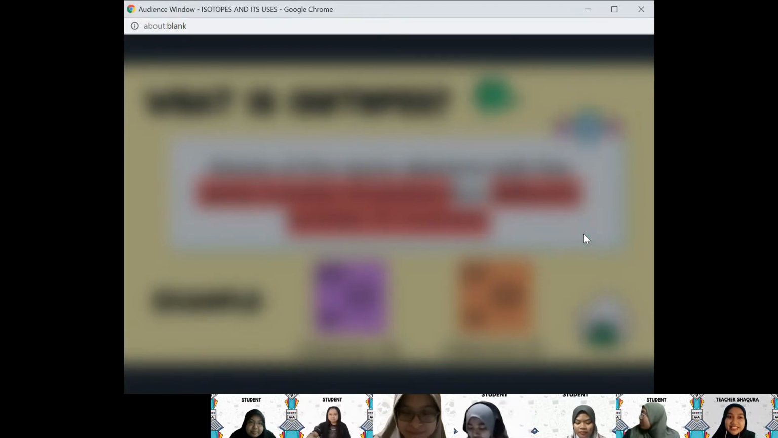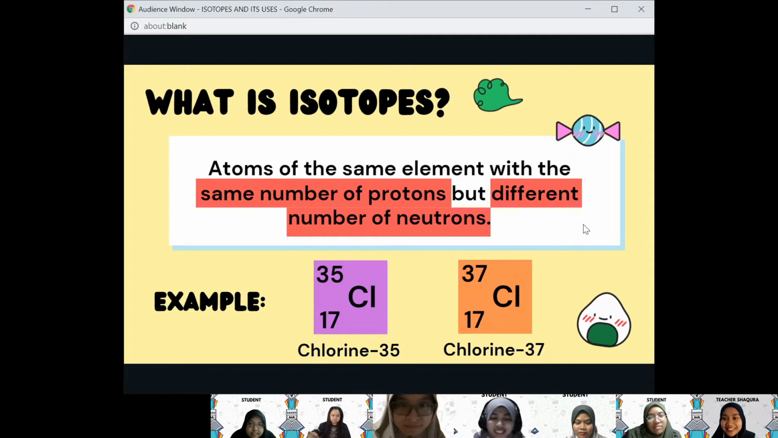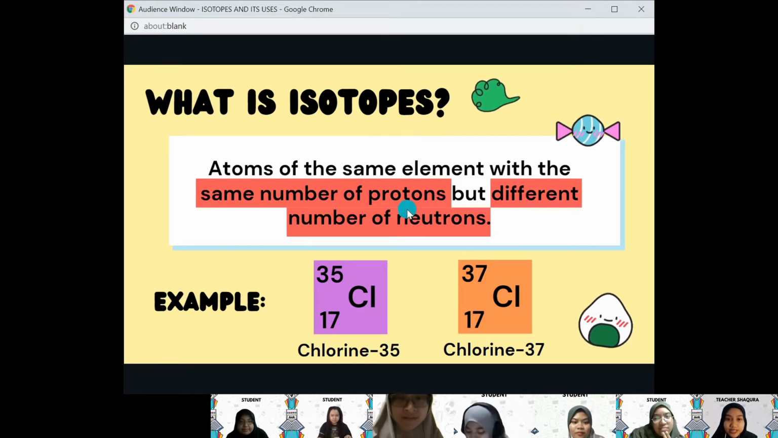Okay, so this is the definition of isotopes based on your textbook. I would like to give Naura a confetti for her good try. Can you see the confetti? Class? So isotopes are atoms of the same element with the same number of protons but different number of neutrons.